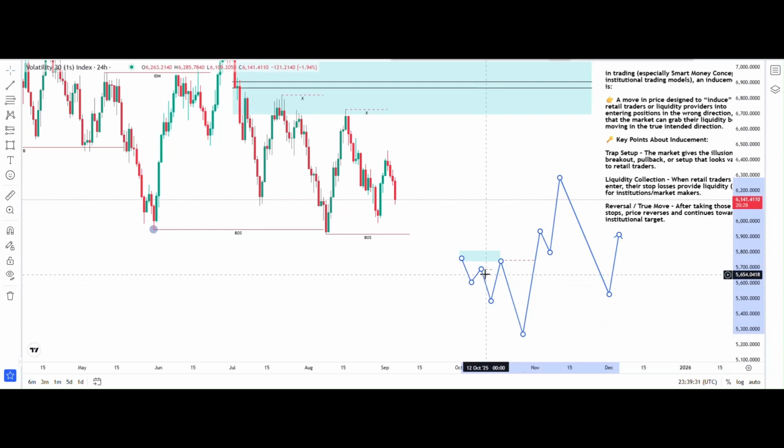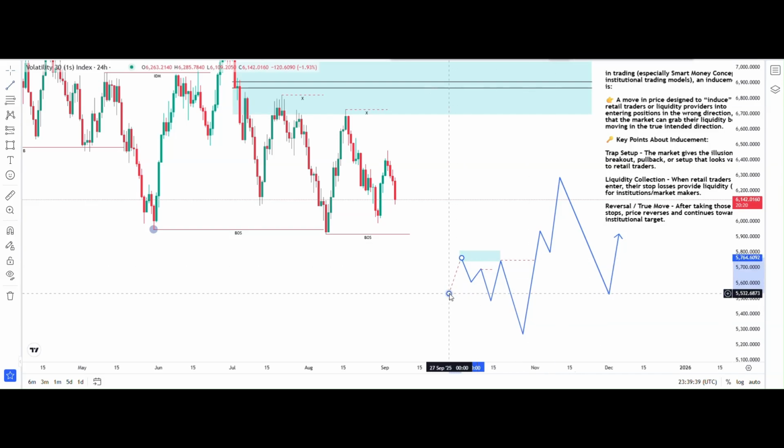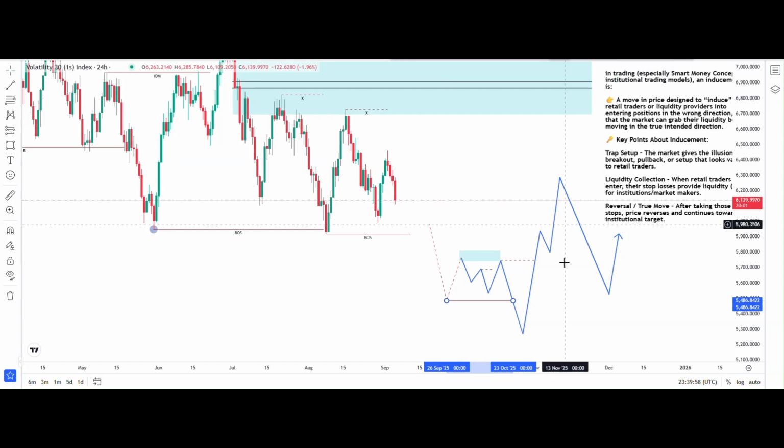Anyways, so this would have been the area or the high that gets swept. This would have been the area of supply. Hold on. Pull this up. It should look something like this. Yes, let me give it a little bit more context. Yeah, so this would have been the break of structure.